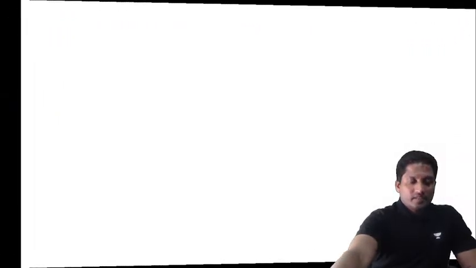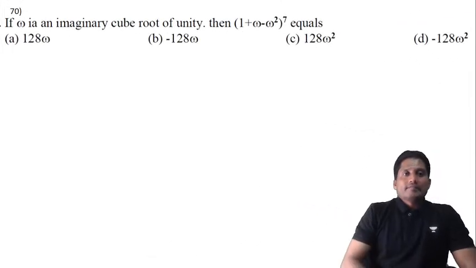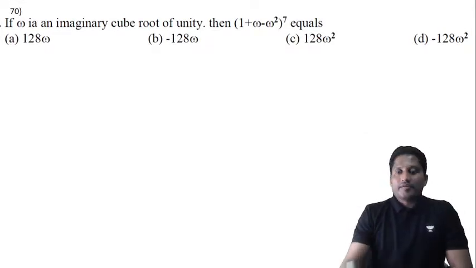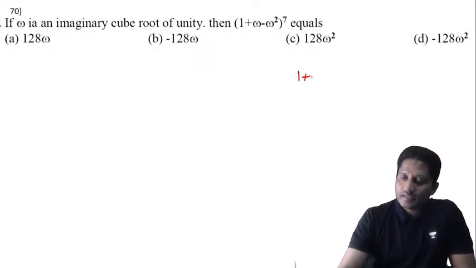Let's move to the next question. Question number 70. If omega is the imaginary cube root of unity, we know that 1 + omega + omega² is 0, right? From this, 1 + omega is equal to minus omega².